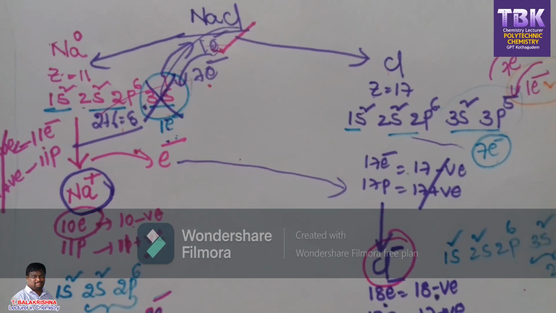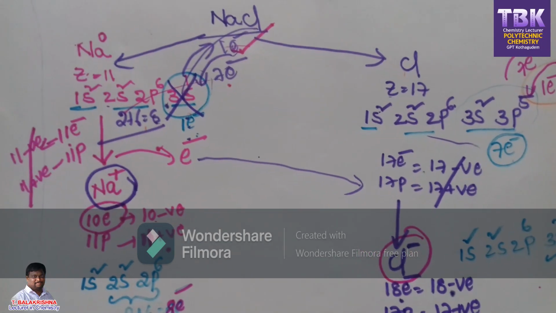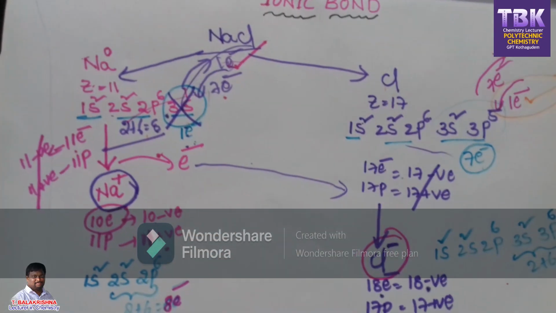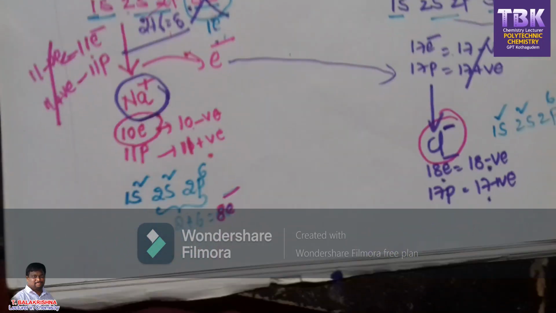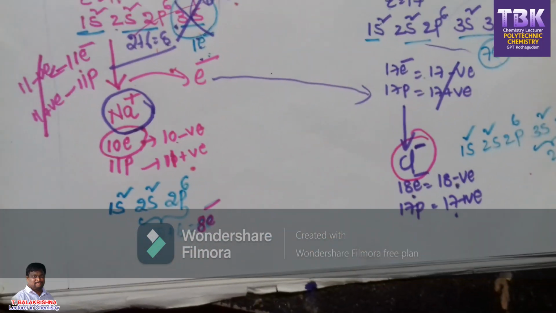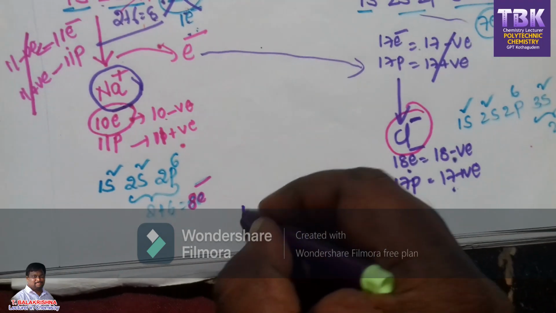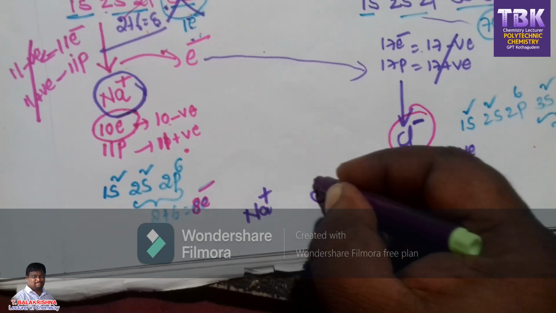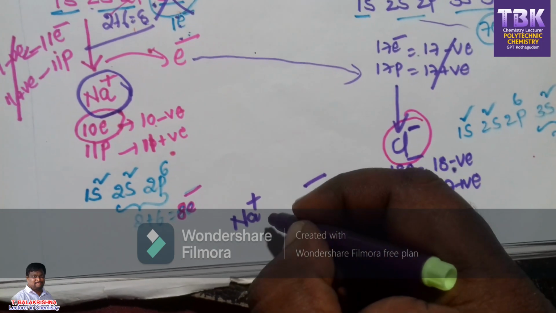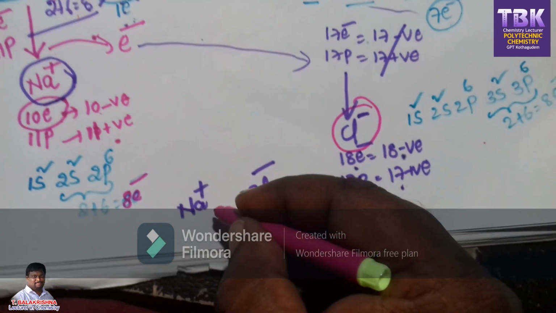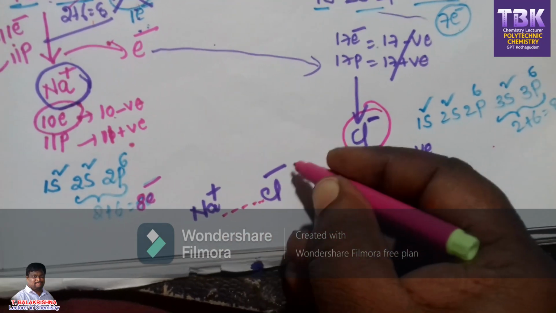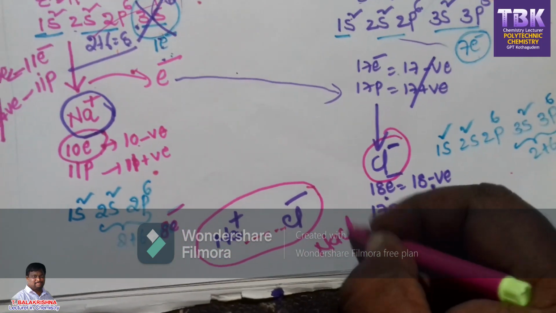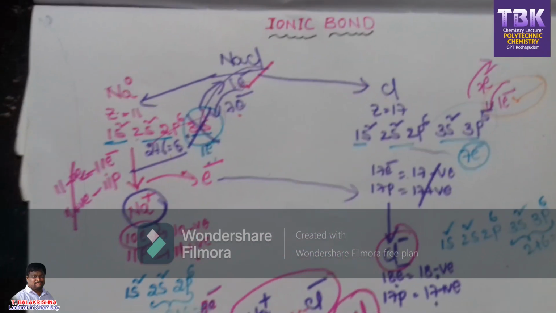Here sodium gets stability by losing an electron, and chlorine gets stability by gaining an electron. Is it clear? Both get stability, but sodium is converted to Na plus and chlorine is converted into Cl minus. You know the general principle: opposite charges attract, so they attract each other. By the electrostatic attraction force between Na plus and Cl minus, we get NaCl. That is the process of NaCl formation. This is an ionic bond.